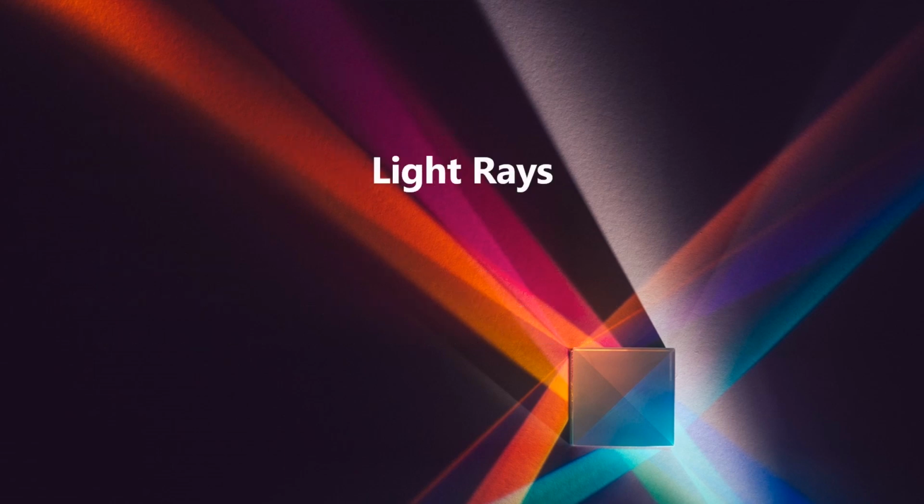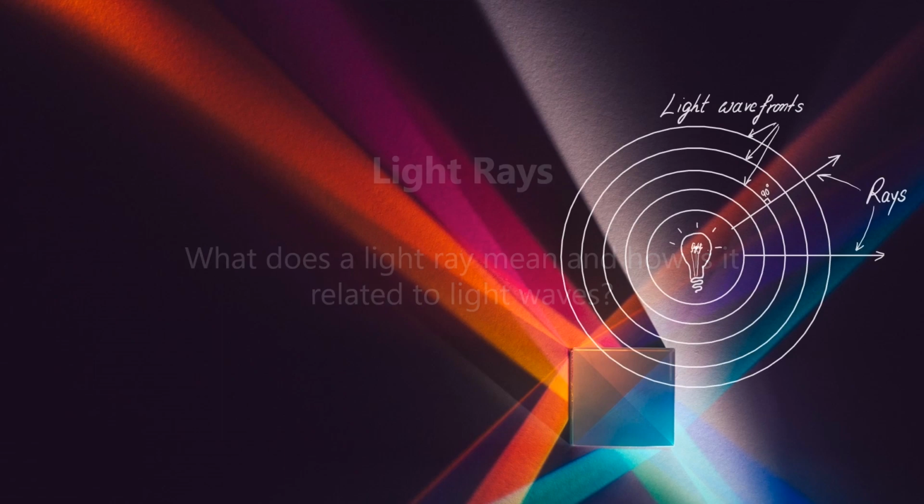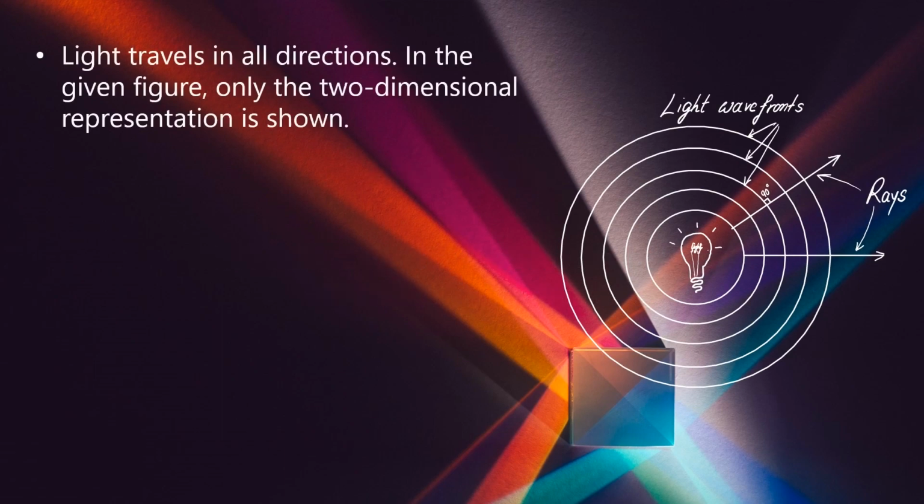Let's move on to light rays. So what are light rays, and why do we need them? Okay, light travels in all directions. In the given figure, only the two-dimensional representation is shown. You can compare it to if you were tapping on the surface of a body of water and you keep tapping at a constant frequency, you're going to start seeing the ripples. And if you took a picture of that, you will see something similar to what you see over here.